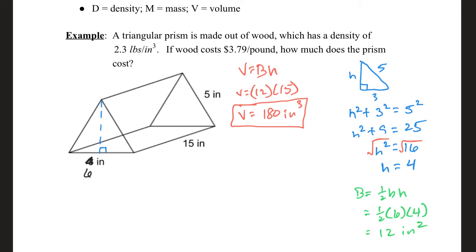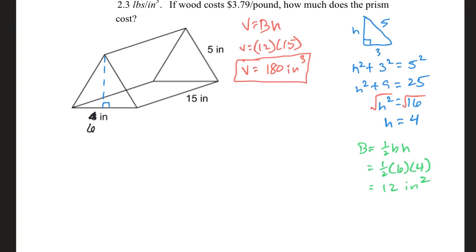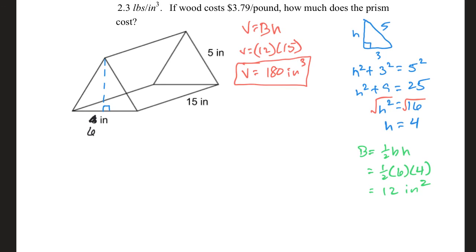Now, they gave us the density, and we just found the volume. Now we can use the DMV formula to find our mass. So let's do that down here. We have D equals M over V. Our density is 2.3. We want to find M. We just found our volume, which is 180. So we just multiply both sides by 180, and we get 414. So our mass is equal to 414. And this is in terms of pounds.